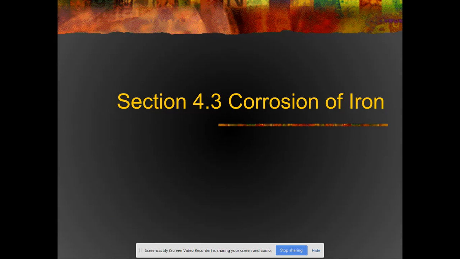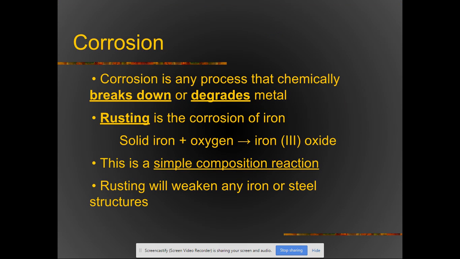Next thing we want to talk about is the corrosion of iron. Corrosion is any process that chemically breaks down or degrades metal. Rusting is the corrosion of iron. So we look here in our equation, we have iron plus oxygen, because any time that you have something that's going to be broken down, you most likely need oxygen in the picture, which will lead to the product of iron(III) oxide. This is a simple composition reaction. We have one thing here, it's producing something on the other side.